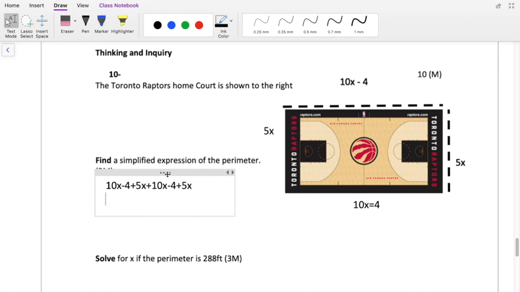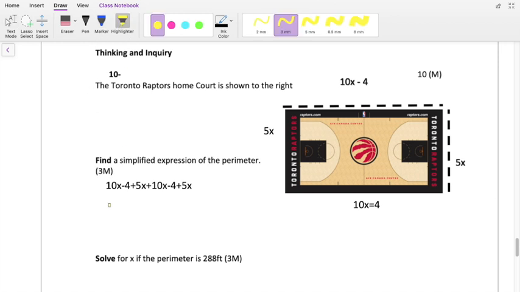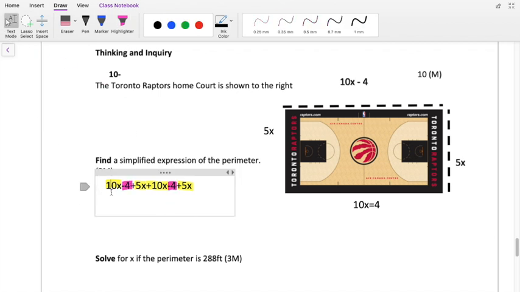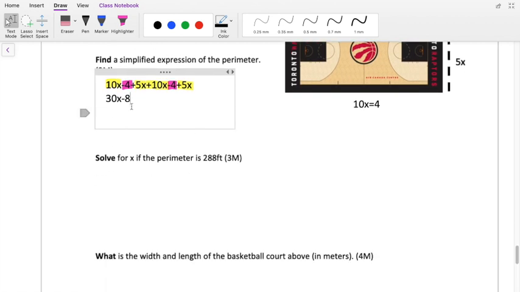Now next thing we have to do, we want it simplified. So we're going to collect like terms. We're going to highlight all my x's, and then highlight all my numbers, and put those together. So that's going to equal 10 plus 10 plus 5 plus 5, which is 30x minus 8 when I put all that together. And that's going to equal my perimeter.